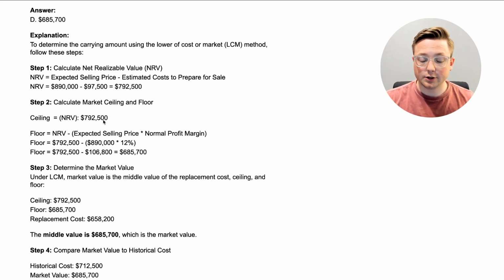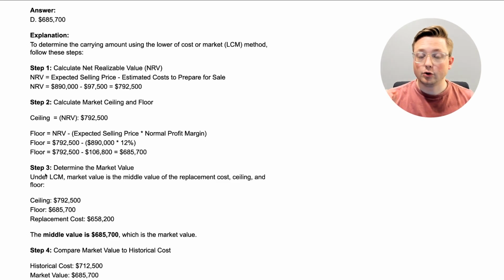So that's $792,500. And then the floor, you take the net realizable value and you subtract the expected selling price multiplied by the normal profit margin. So $792,500 less $890,000 multiplied by 12%, that gives you $792,500 less $106,800, and that's $685,700. So we know the ceiling, we know the floor, and now we can go to determine the market value.